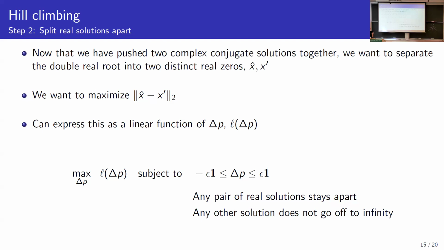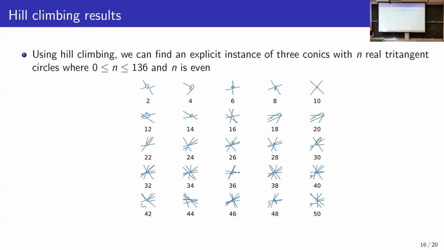Okay, so this is the main idea. And well, it worked a little bit. It worked to the extent that using this, we were able to find an explicit instance of 3 conics with n real tritangent circles for each n between 0 and 136. Here's a little cartoon drawing of, for instance, when there are 2 real circles, here's your configuration of conics. So we're able to be really explicit, and then we can certify each solution, and so we can be concrete.